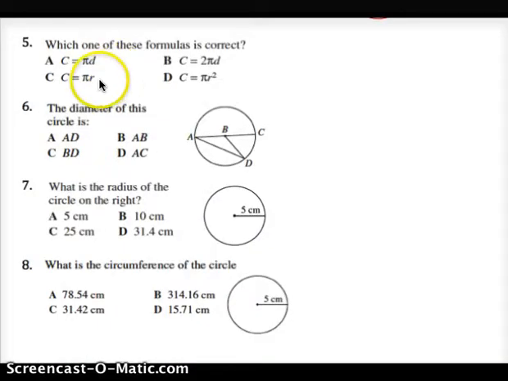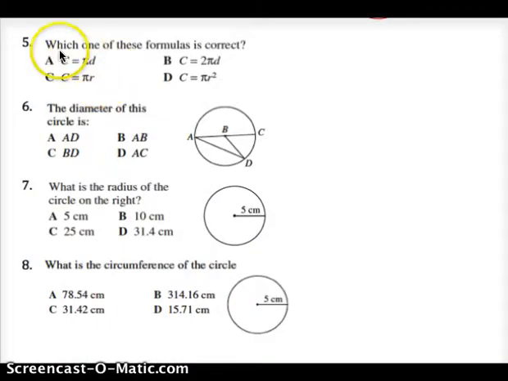Now looking at question 5, it says which one of these formulas is correct. Now C stands for the circumference. So option A is that circumference equals pi d. Option B, circumference equals 2 pi d. Option C, circumference equals pi r. And option D, circumference equals pi r squared.